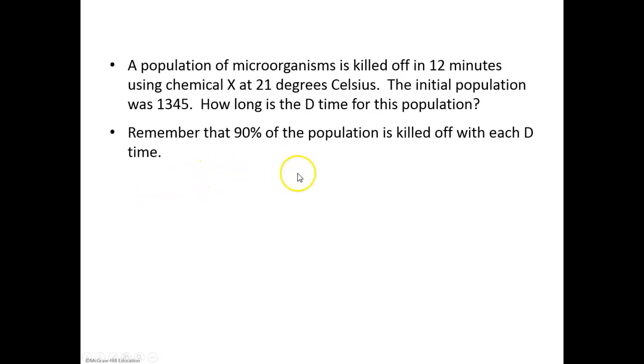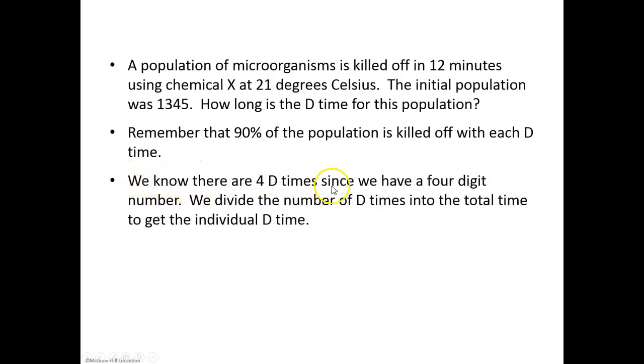All right, now let's look at the actual answer. We know that there are 4 D times because there are 4 digits in the number. So that means 1 D time, 2 D time, 3 D time, 4 D time, right? To get the decimal over beyond the 1. So if we divide the 4 D times into the 12-minute period, we get a total of 3 minutes for each D time at 21 degrees Celsius.